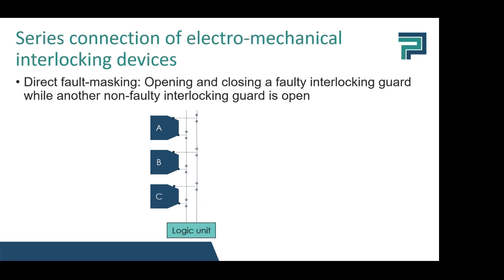Now, if this happens a lot, or if you have bad luck, and when you open guard A the other contact is destroyed or stuck, or doesn't work as foreseen, we can open guard A without the logic unit seeing a fault. So this is direct fault masking, because we opened a non-faulty interlocking guard while we opened and closed a faulty interlocking guard.